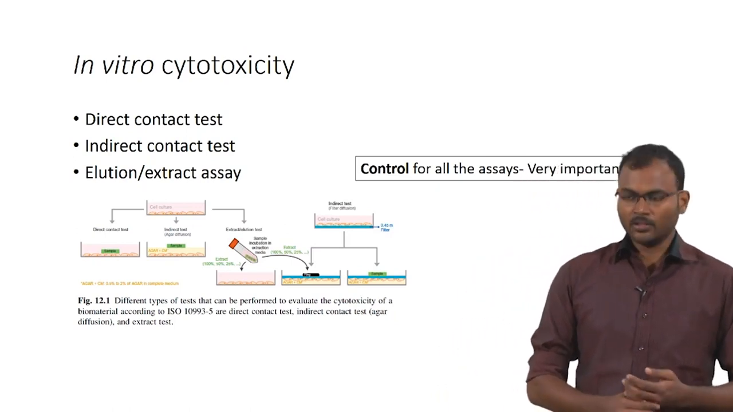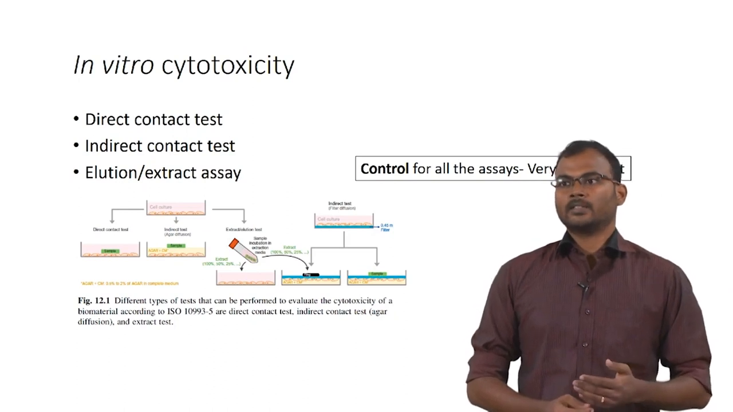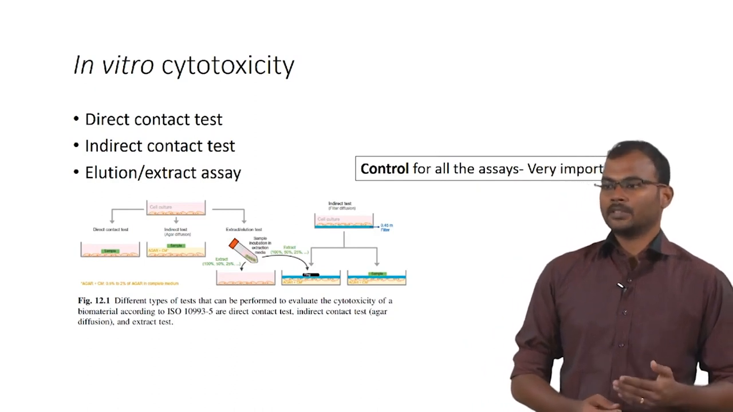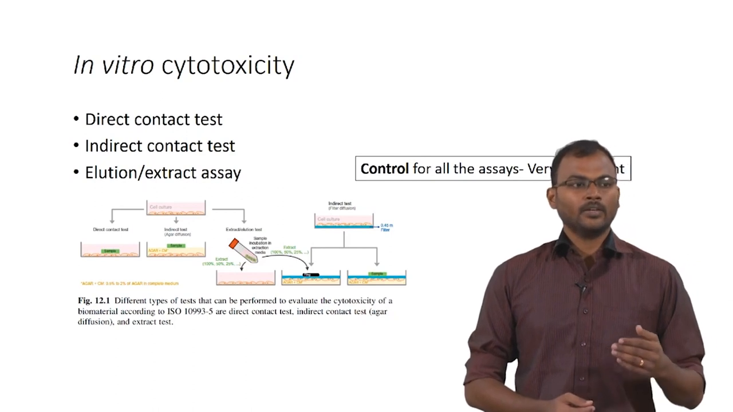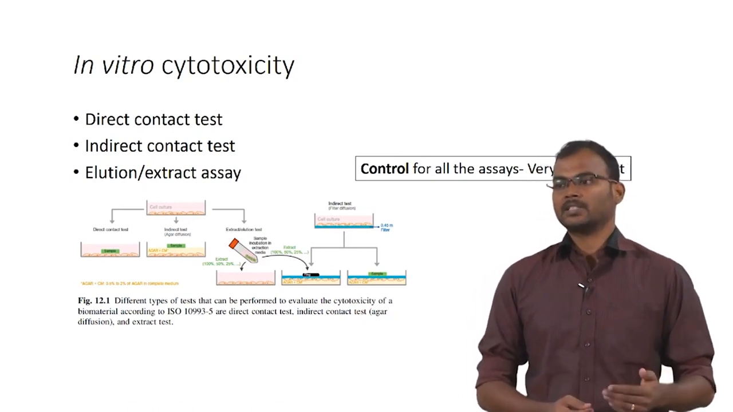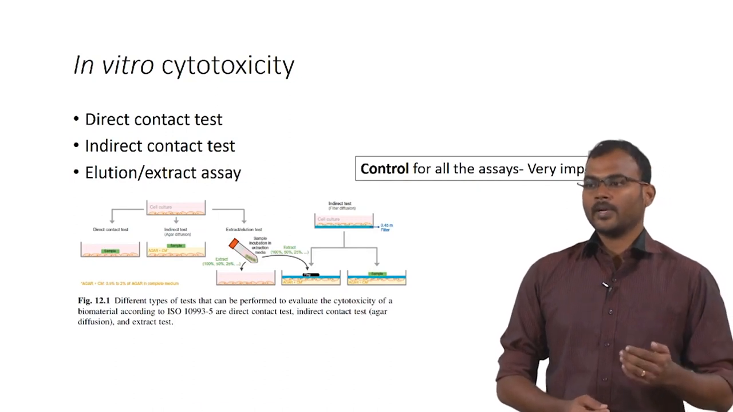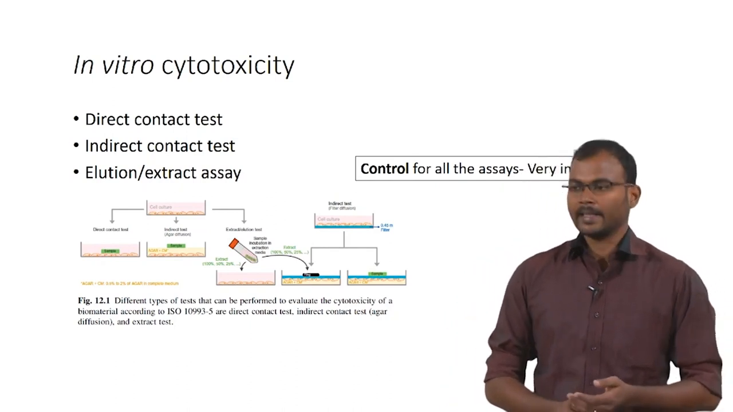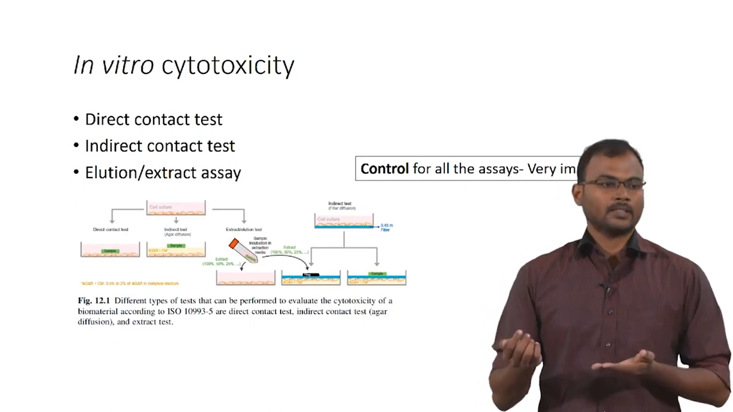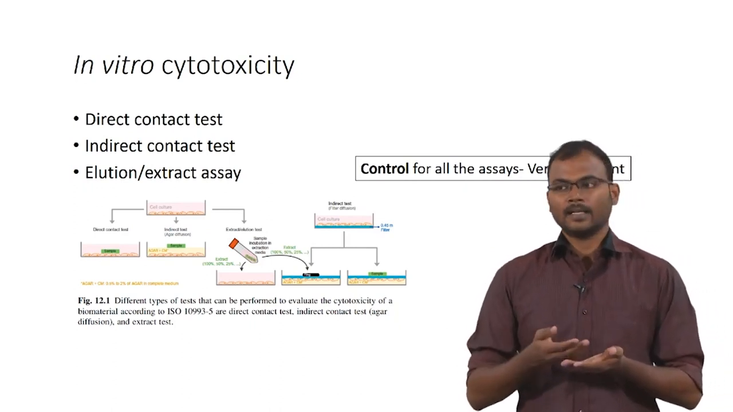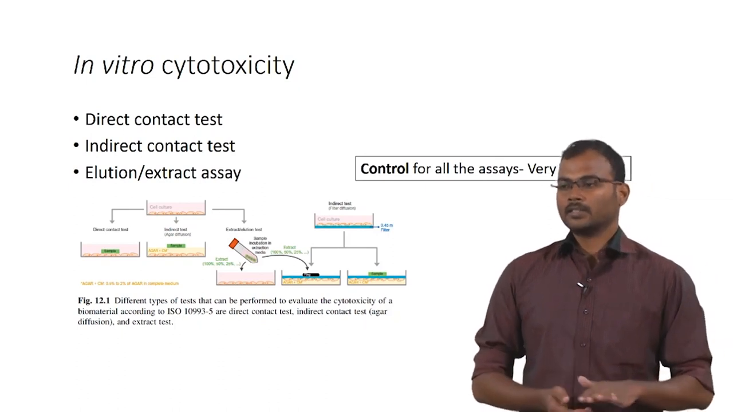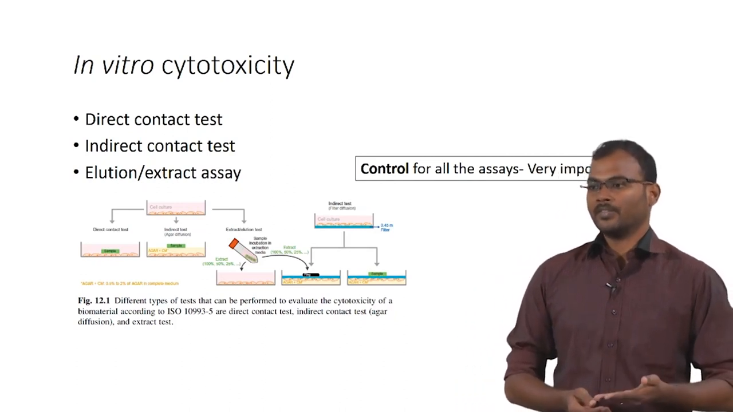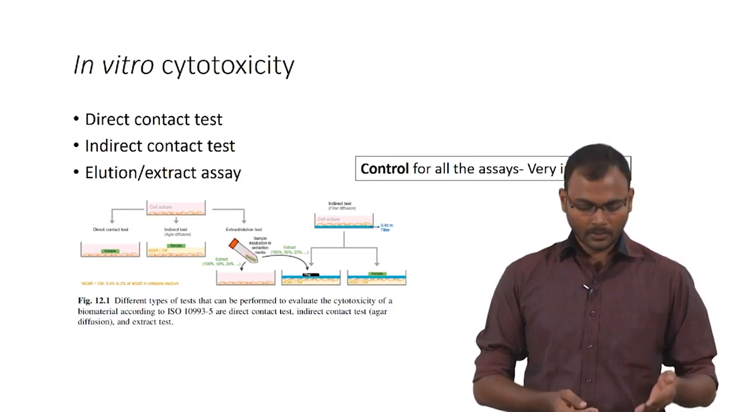Extraction or elution assays are used for soft materials, where you can keep the material in media for 24 hours or 48 hours based on your application. Then you extract the media. If there is leaching from these compounds, you can take that media and culture it with the cells, as in the indirect test method. So you have the cells and the extracted media, and you can test whether that leachate has any effect. All these things are based on the sample size and how much leachate is coming out of the sample. If there is no leachate coming out of the sample, it won't have any effect.